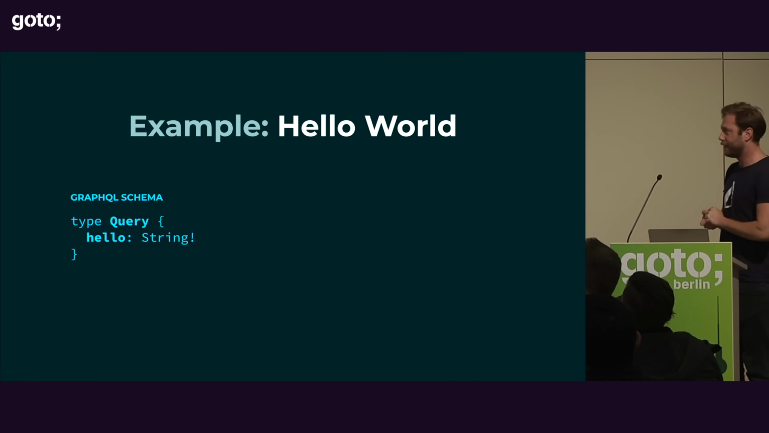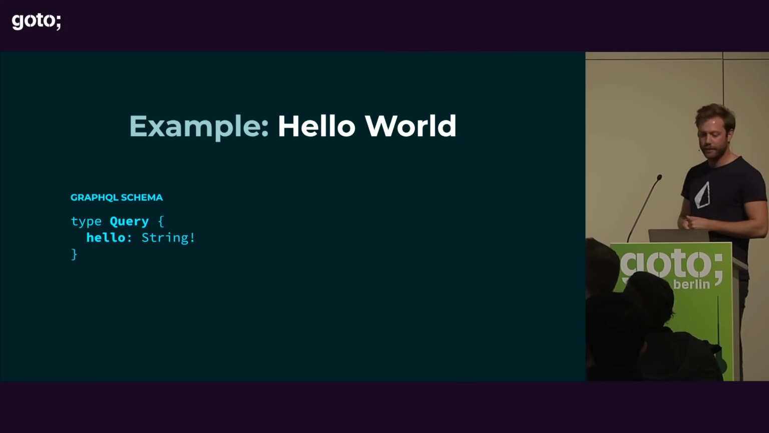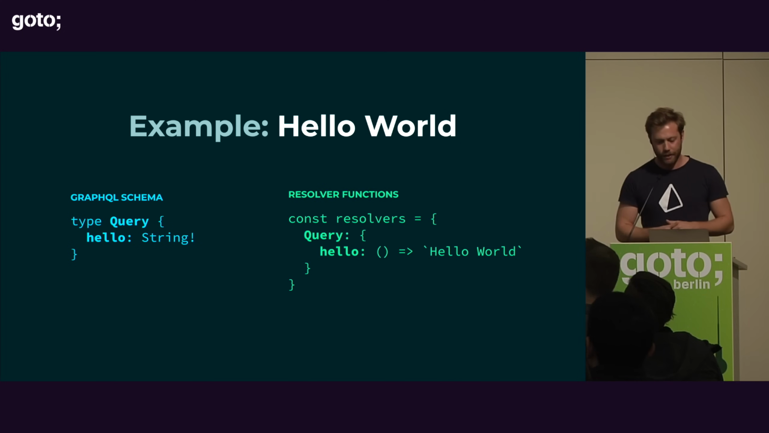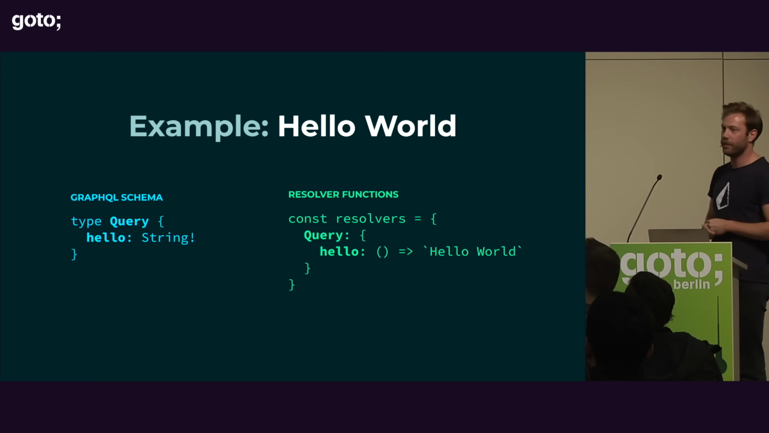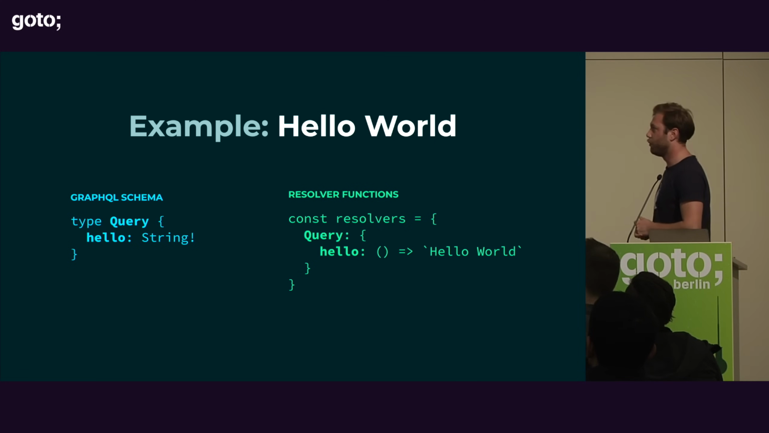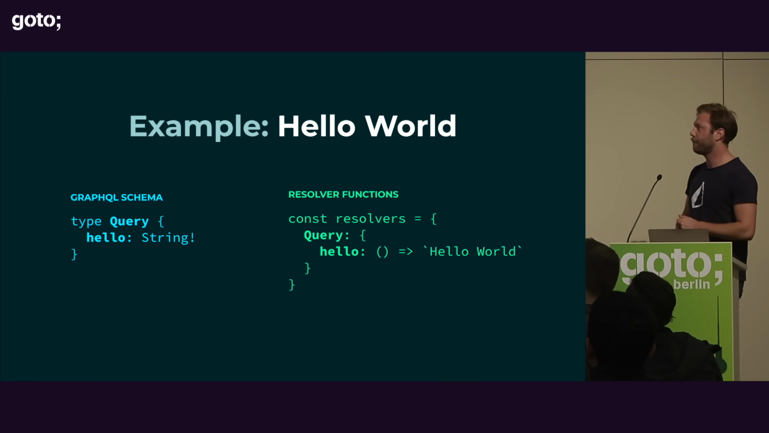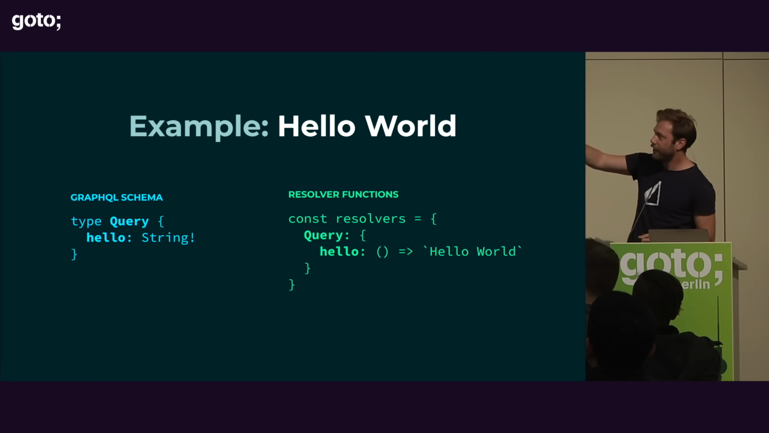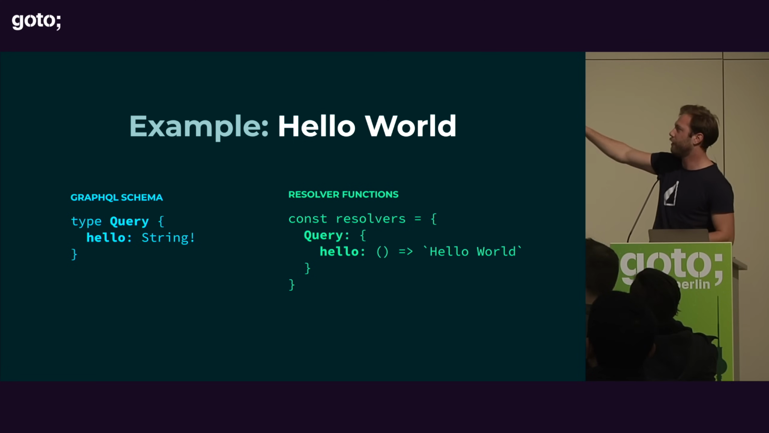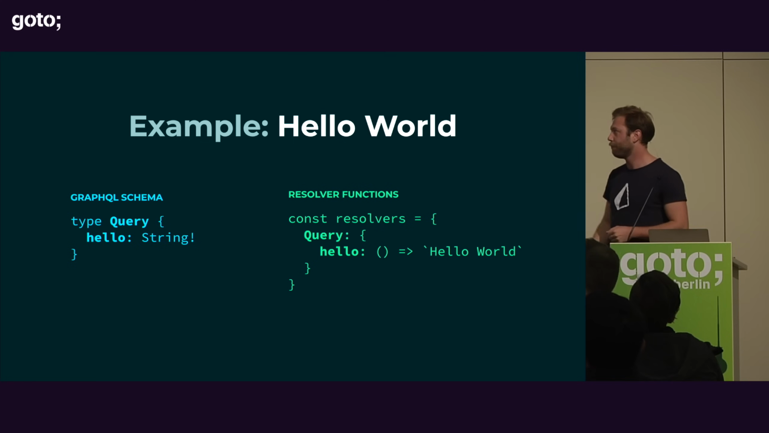Let's take a look at an example again. So here we have our very simple hello world schema again. And this is what a corresponding resolver function would look like in JavaScript. So we define an object that is called resolvers, and that resolvers object has a field that is called query, which again is an object that has a field that's called hello, and that now is a function that returns just a hello world string.